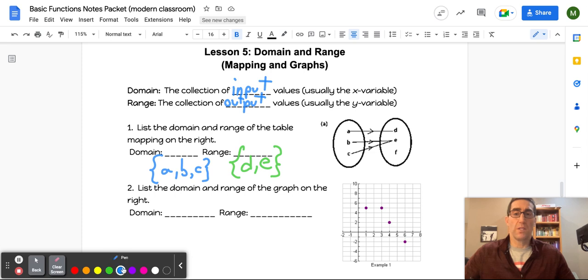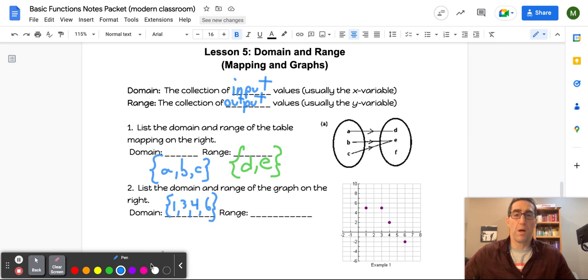When we go down to this final example, where we're looking at a graph, remember, our domain goes with our X values. Our X values go along the horizontal. So I see there's something at 1, there's something at 3, there's something at 4, there's something at 6. So that's going to be our domain: 1, 3, 4, and 6.